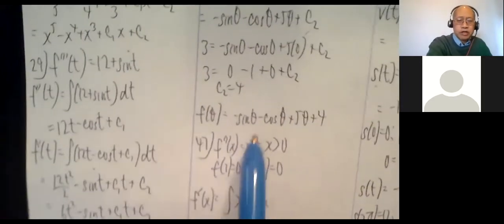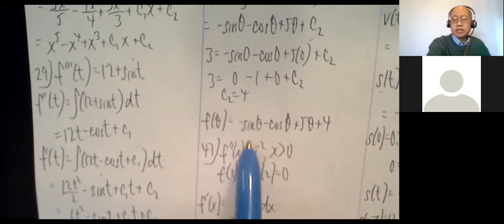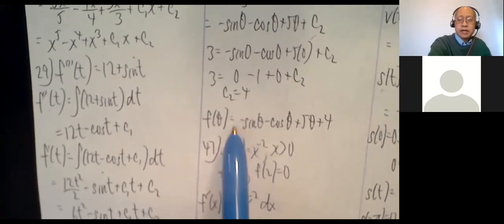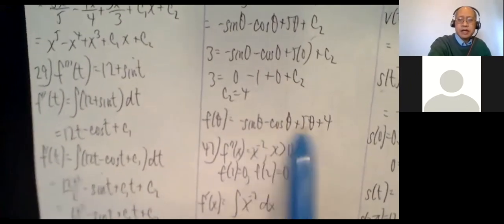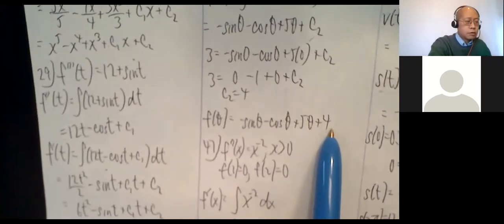So it's not a whole bunch of functions. It's one and only one function. That one function is negative sine theta minus cosine theta plus 5 theta plus 4.